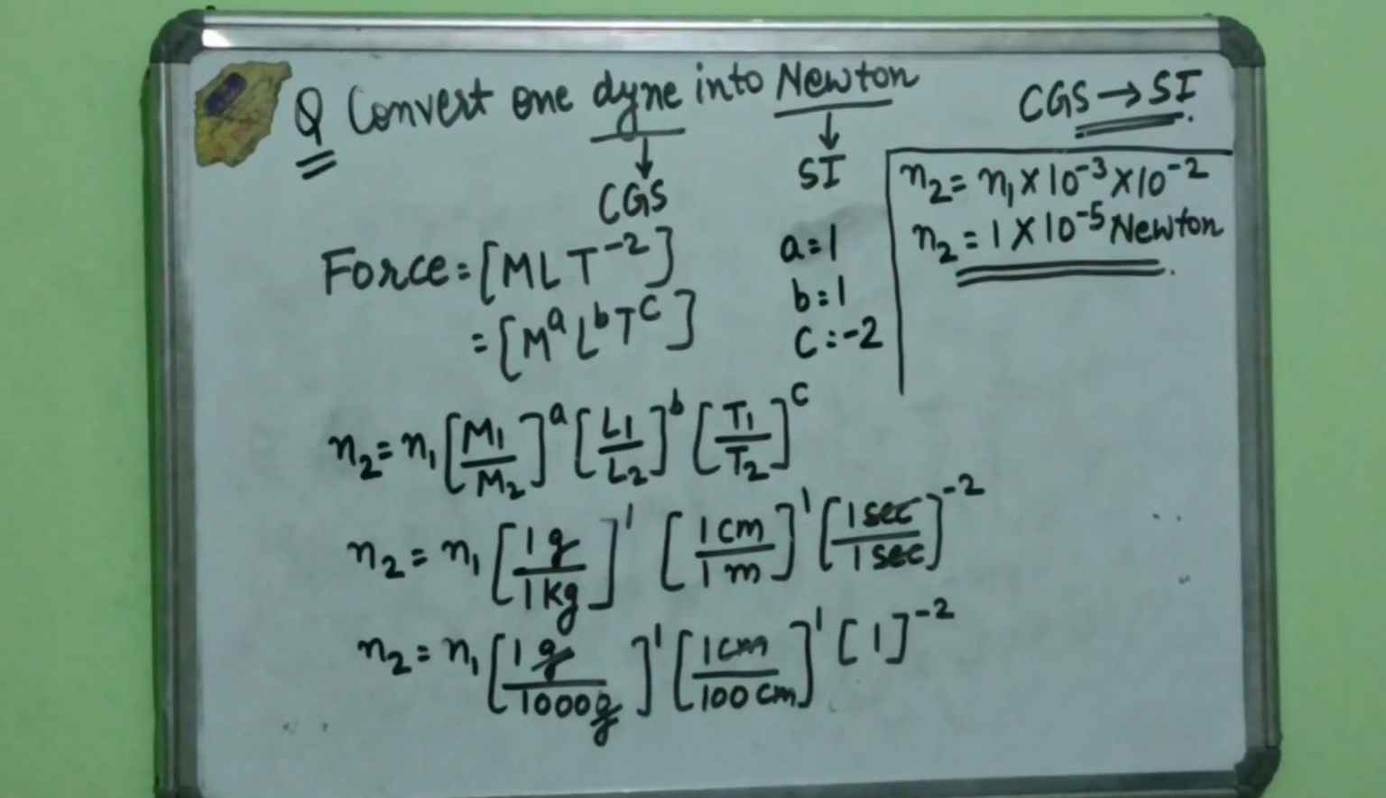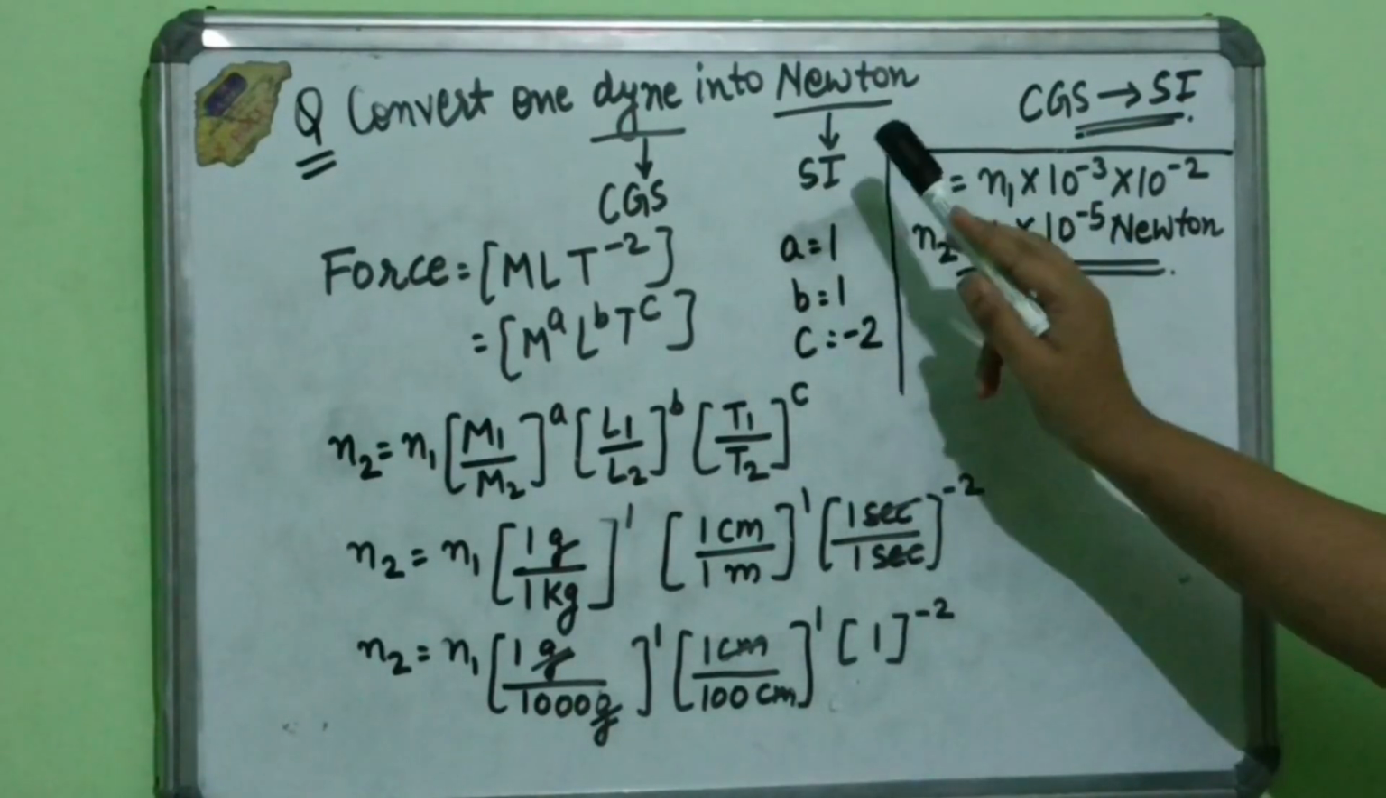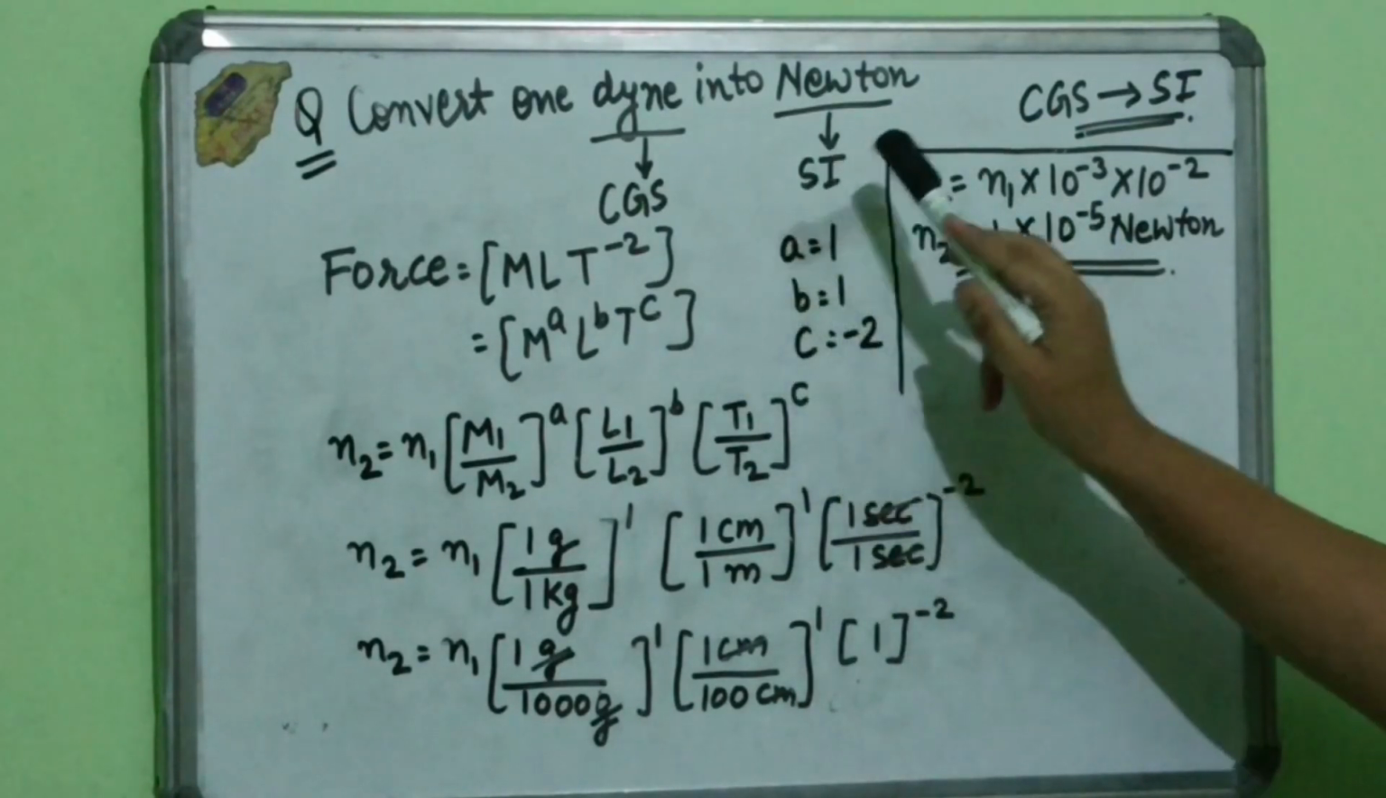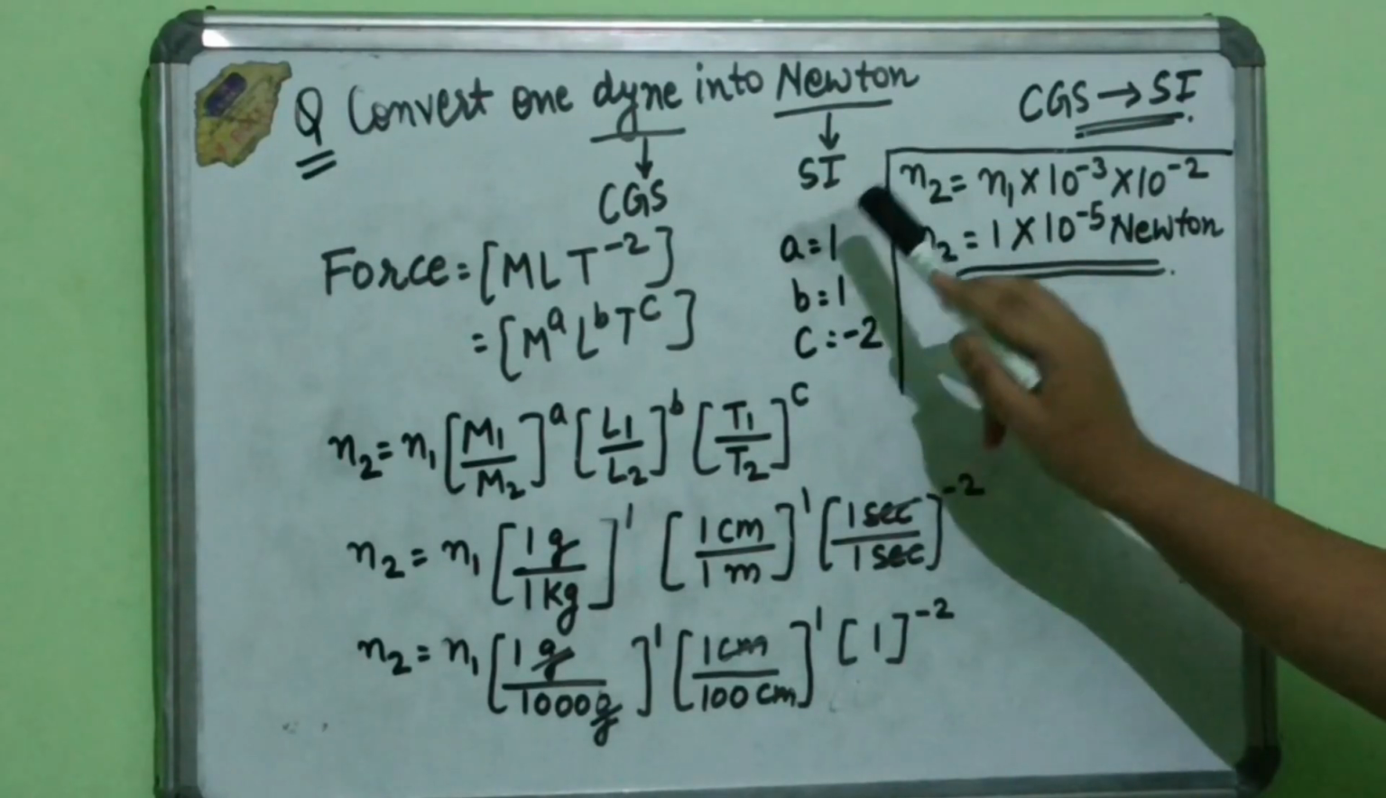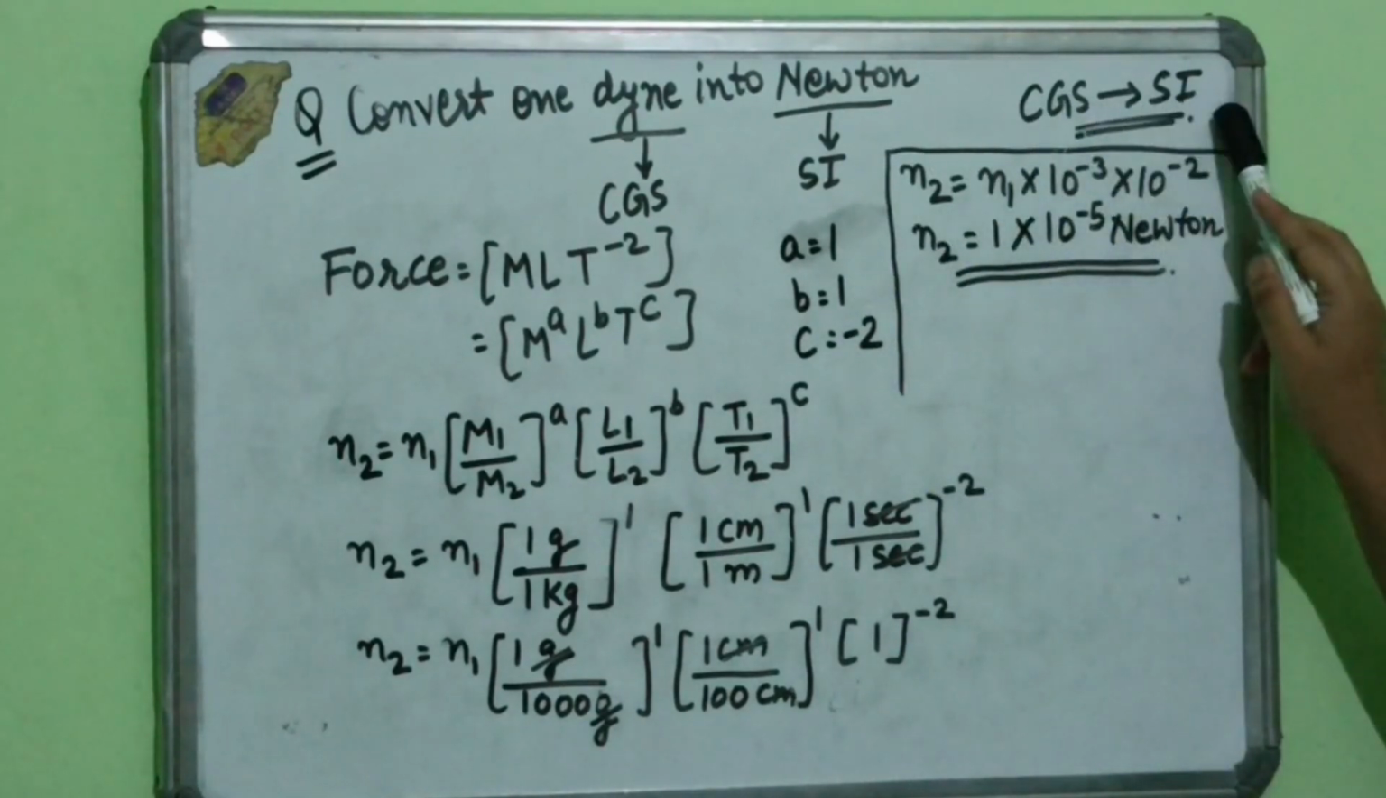Let's take one more simple example. Convert 1 dyne into Newton, where dyne is the CGS unit of force and Newton is the SI unit of force. So we have to convert from CGS unit to SI unit.